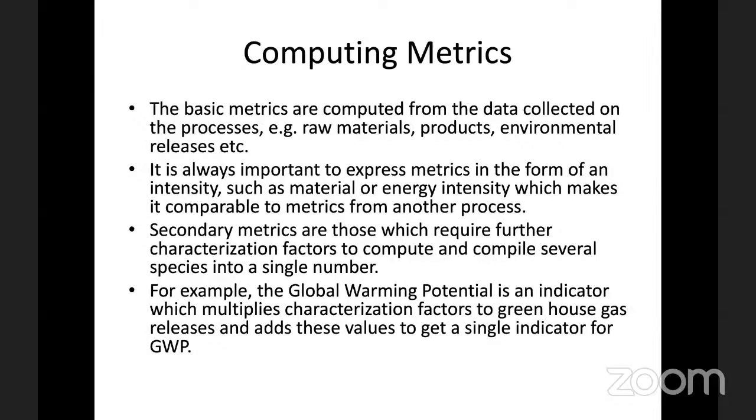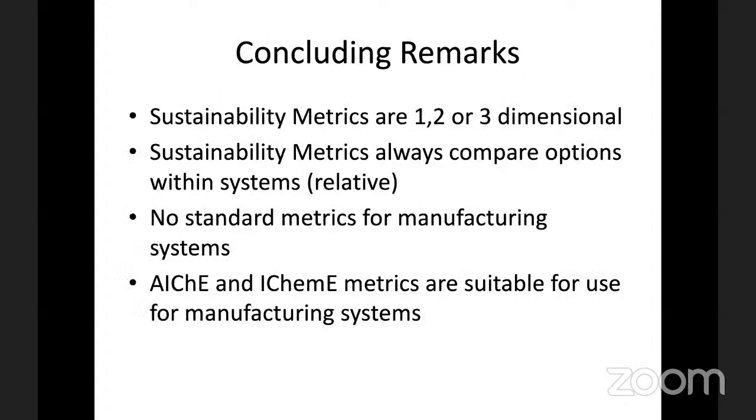The secondary metrics are those which require further characterization to compute and compile several species into a single number. For example, global warming potential is an indicator which multiplies characterization factors to greenhouse gas releases and adds these values to get a single indicator for GWP.